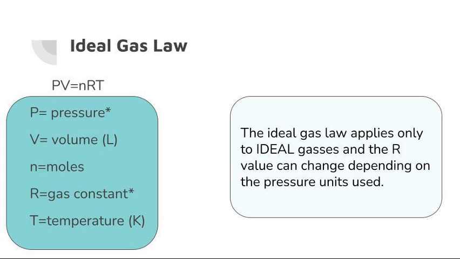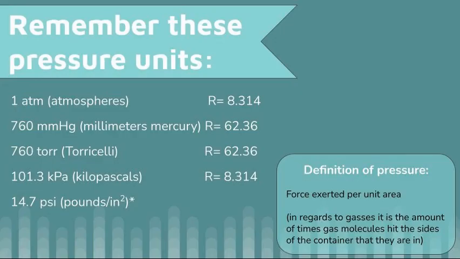The reason that this equation works is because there are multiple relationships between each of these properties of gases, all equated using the constant R. Hence, the ideal gas law applies only to ideal gases, and the R value can change depending on the pressure units used. So let's look at some important pressure units to remember.